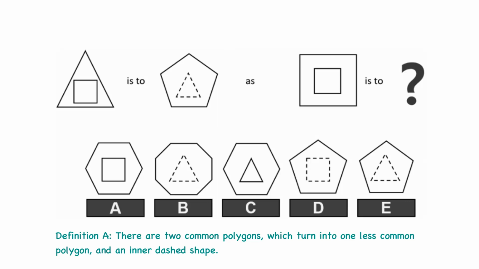Now, the problem with this definition is that it describes some differences between 1 and 2, but does not stand for a solid logical definition. And as a result, all of the options except for A and C may be considered, because only A and C have a solid inner shape. So this definition won't work.